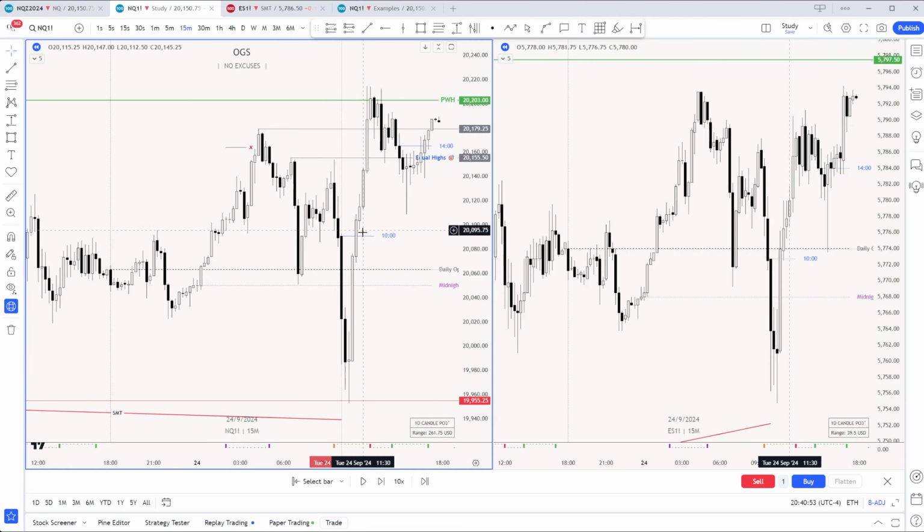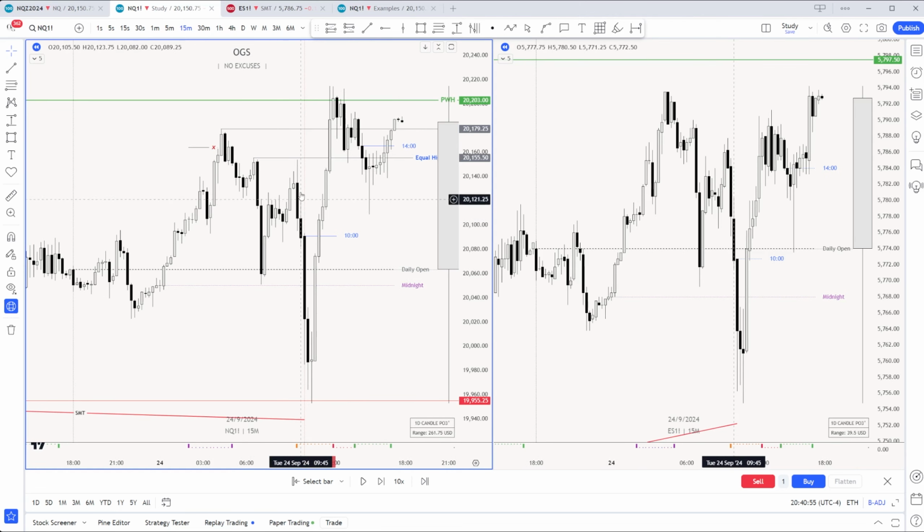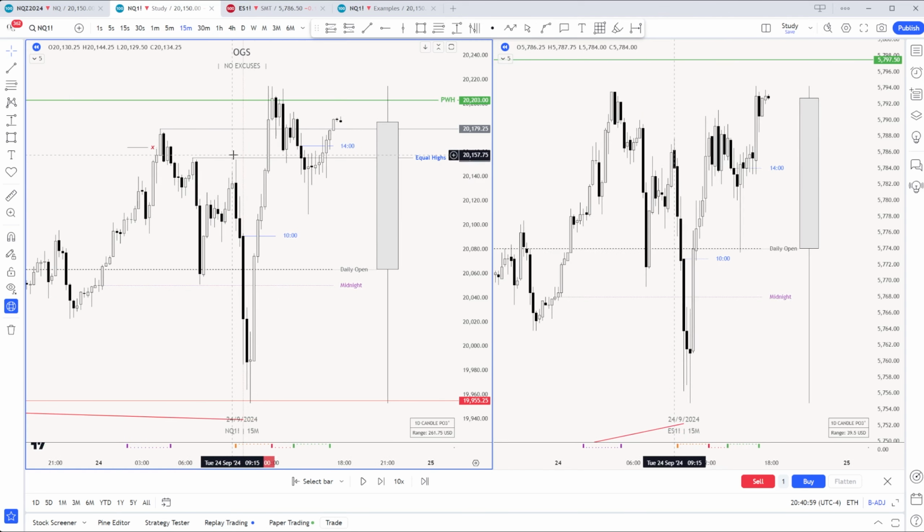I want to reset chart view. So I didn't want to be precise, but what did we do here? Well, we formed equal highs. We're inducing liquidity. So this is additional confirmation in my book for any sort of long ideas. So from this point on, I'm looking for a long.